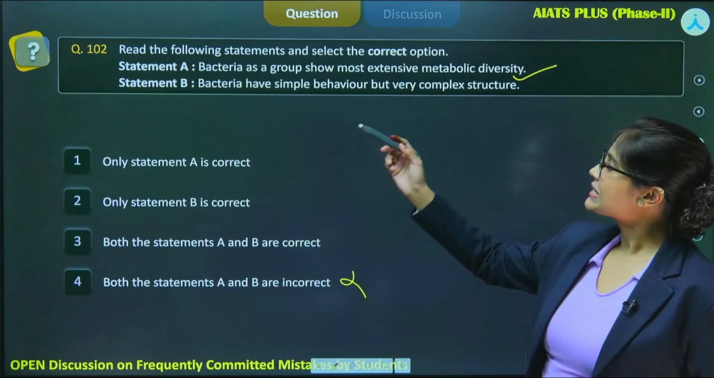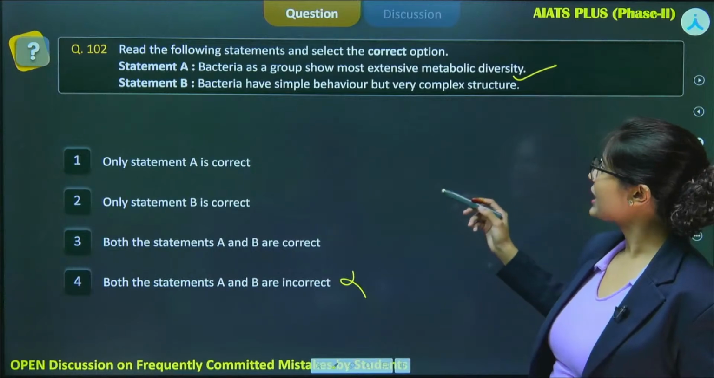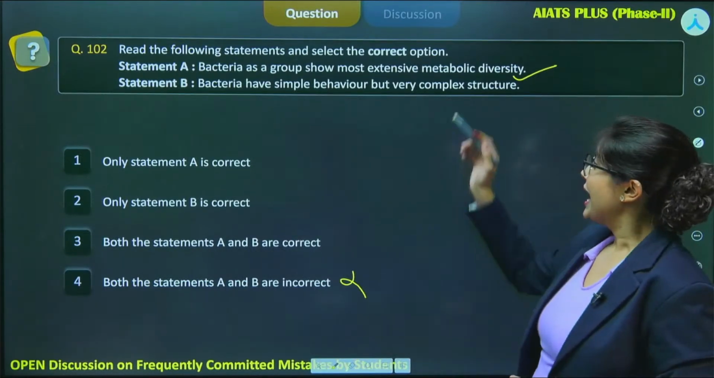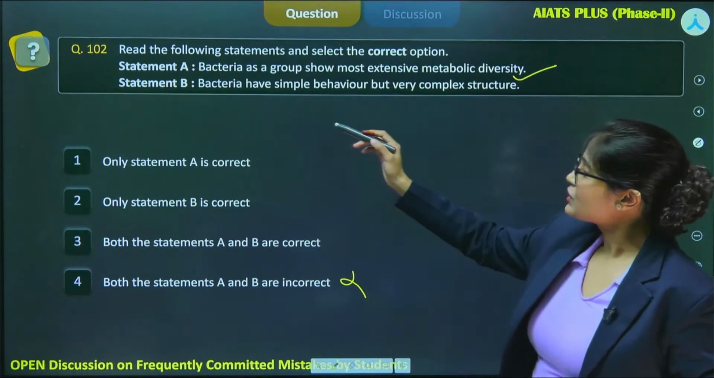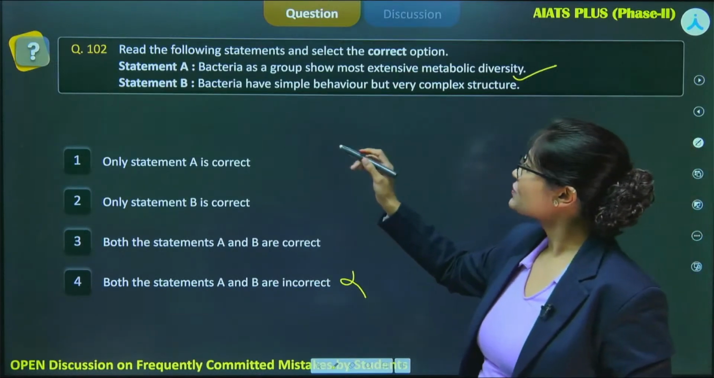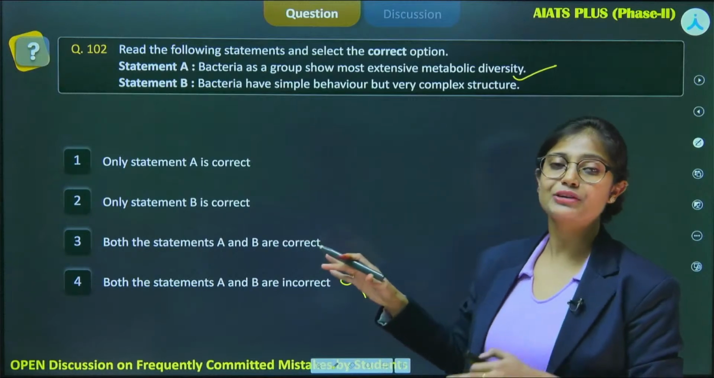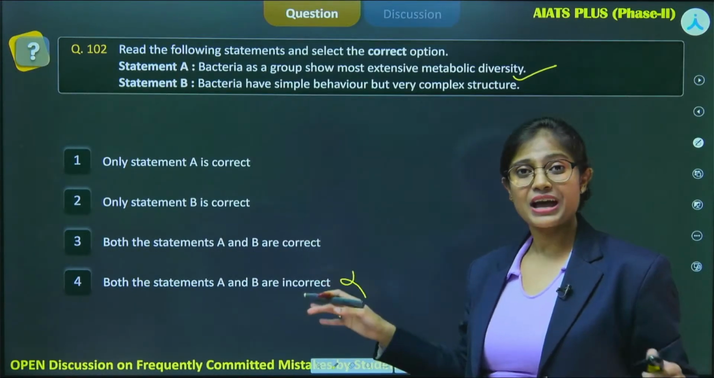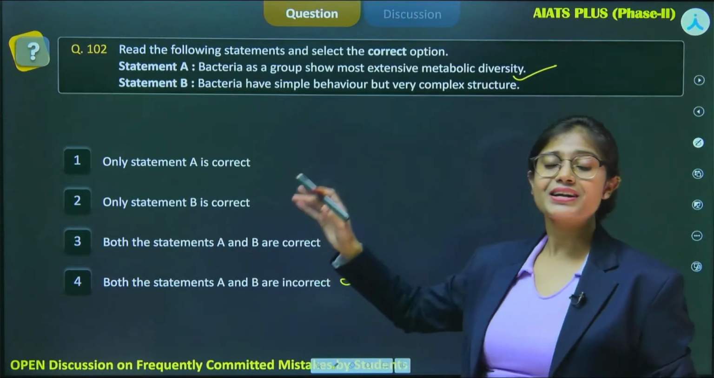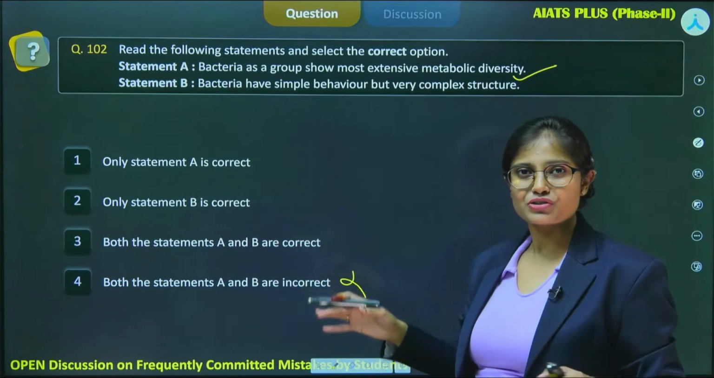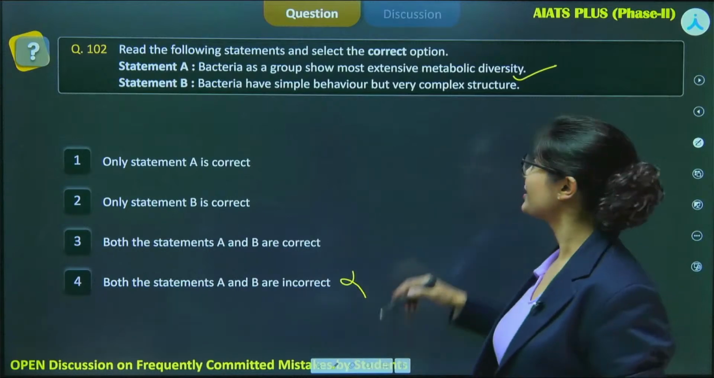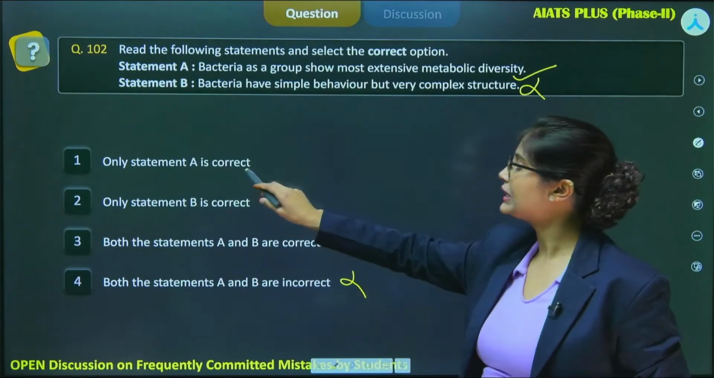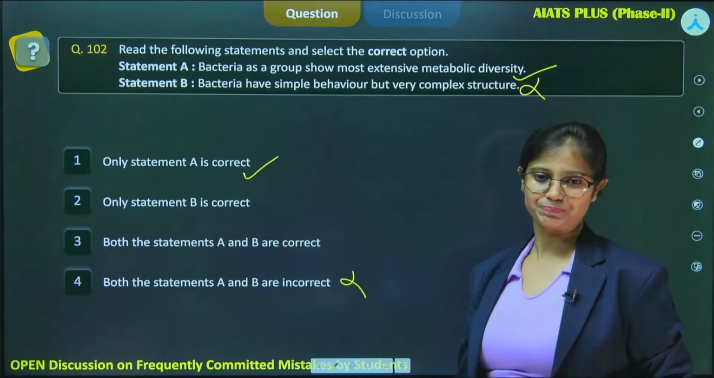Now let's see the next statement, which says bacteria have simple behavior but very complex structure. This statement is incorrect. Why? Because bacteria have very complex behavior but very simple structure. For structure, I have told you that it is prokaryotic, and for behavior, as it has multiple modes of nutrition, it has very complex behavior. So this statement is incorrect. Among the 2 statements, only statement A is correct.